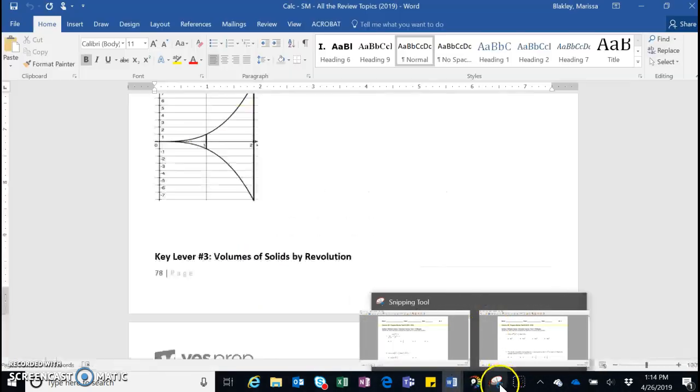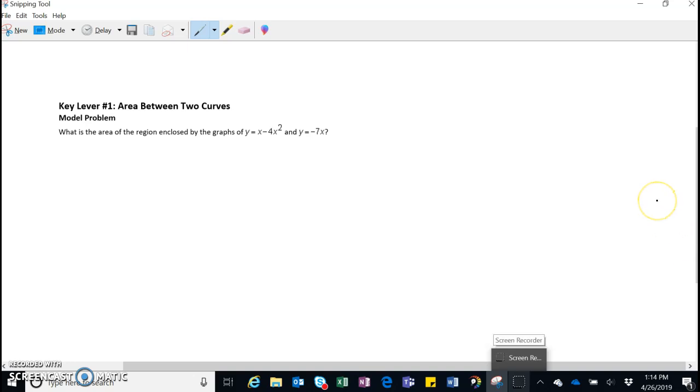We've got a good model problem here that we can use to highlight the idea behind this key lever. What's the area of the region enclosed by these two graphs? y equals x minus 4x squared and y equals negative 7x. Without a calculator, the best thing for you to do is to draw this.